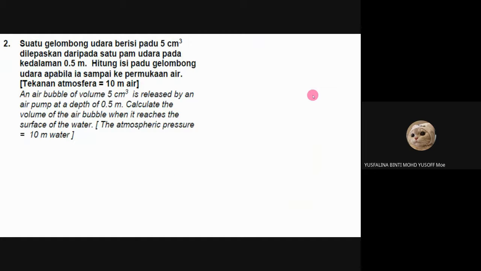How about this one? I give you a clue. When it's inside the water, there are two pressures acting on the bubble. The first one comes from the atmospheric pressure, and the second one comes from the pressure of the water itself. So this is the air bubble when it is at the surface of the water, and this one is inside the water.